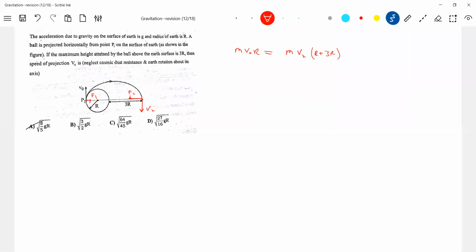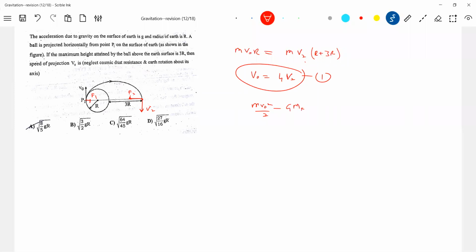Then the speed of projection is asked. So we don't know V2. So this will become V naught equal to 4 V2. This is one equation. Apply conservation of mechanical energy. These are the routine problems.